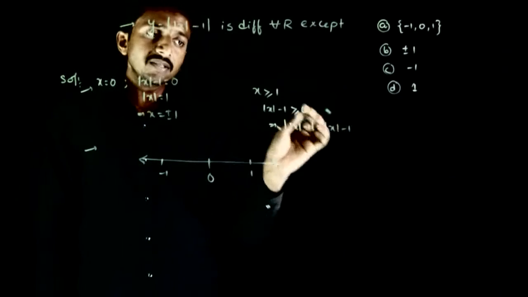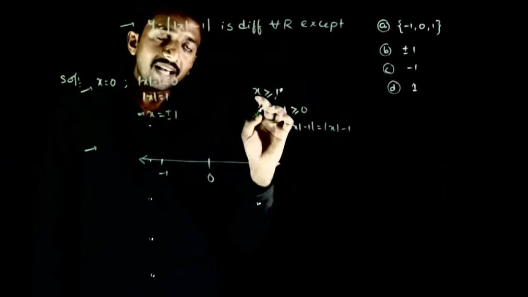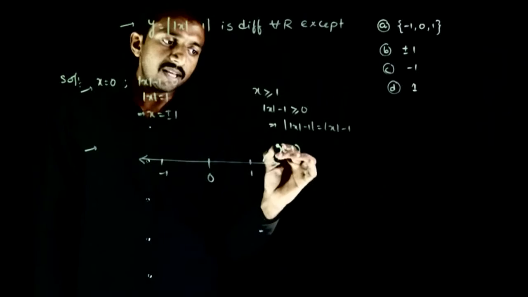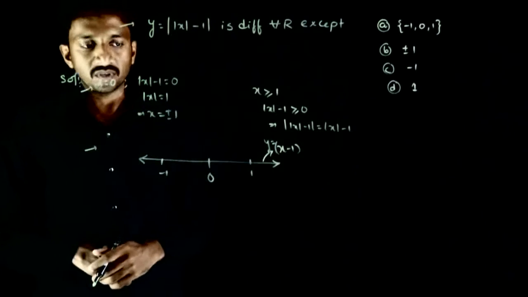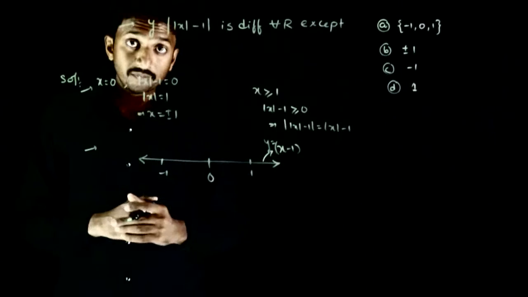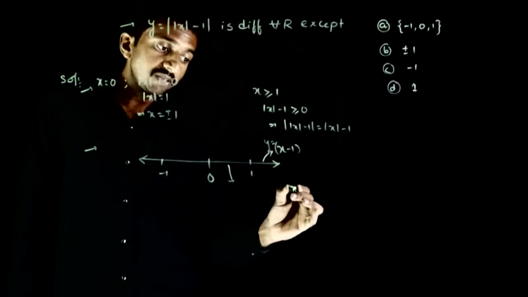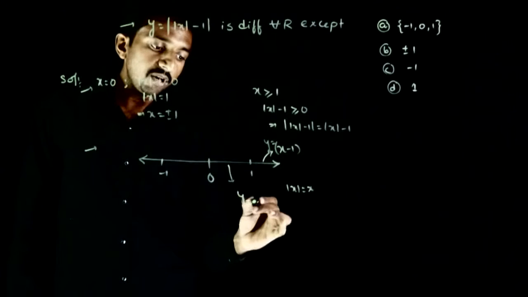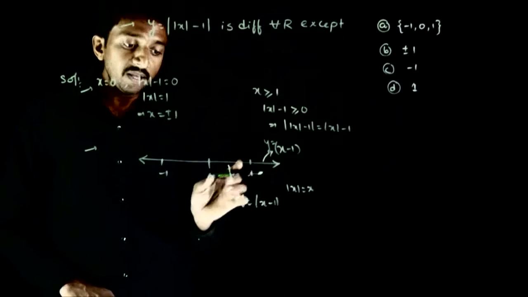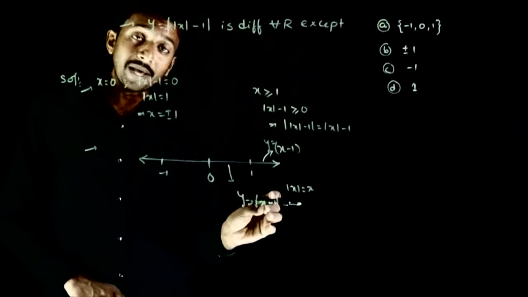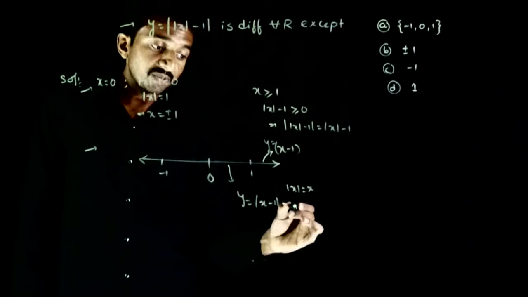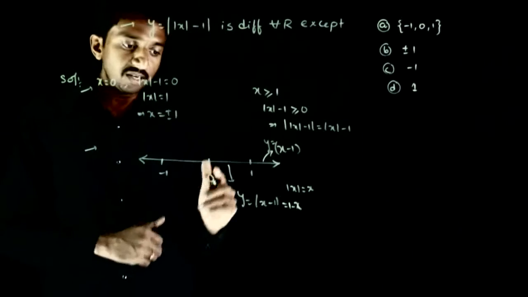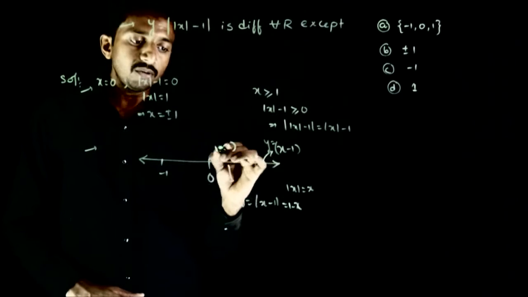And what is mod x? x 1 से बड़ा है तो mod x is positive, that is mod x is x. So इस interval में my function will be x minus 1. Y is equal to x minus 1. And between 0 and 1, mod x will be equal to x, क्योंकि x positive है. So y will be equal to modulus of x minus 1. But x 0 और 1 के बीच में है, so x minus 1 will be negative. So mod of x minus 1 will be 1 minus x. So 0 और 1 के बीच में मेरा function जो है वो 1 minus x होगा.